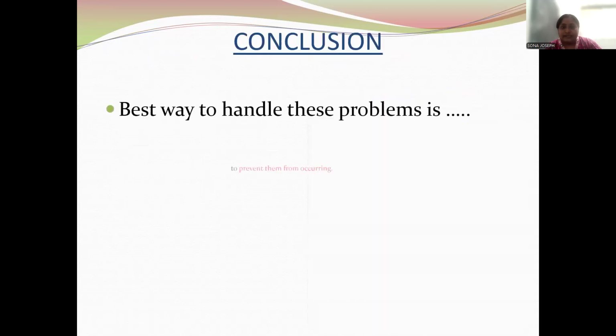The best way to handle these problems is to prevent them from occurring, by having good theoretical knowledge about the pulp space anatomy as well as the principles of access cavity preparation, having the right armamentarium, and careful observation of the tooth as well as the radiograph.